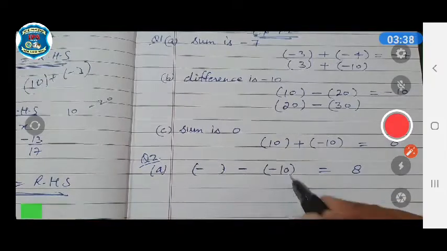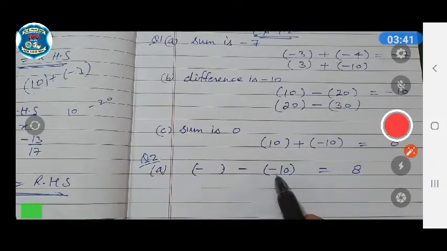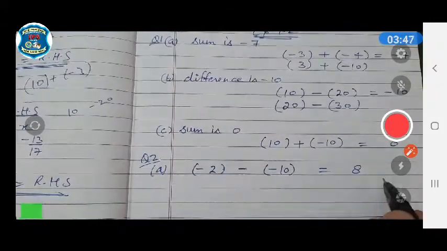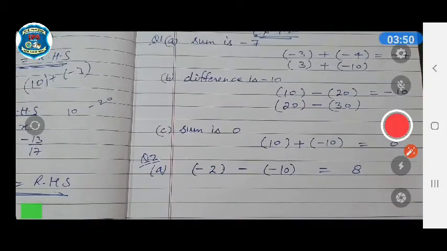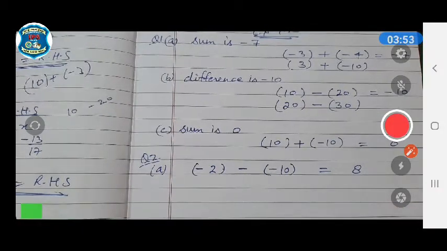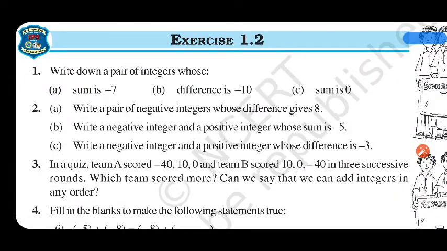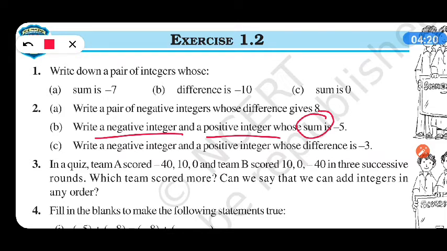Let us take this is what? 10. Now minus minus is plus. It is plus 10. 10 minus what is 8? 2. So 10 minus 2 is 8 and it is plus 8. This is an example. Understood? See the next. There are many examples. See, the B part is: write a negative integer and a positive integer whose sum is minus 5. Understood? Let us see.